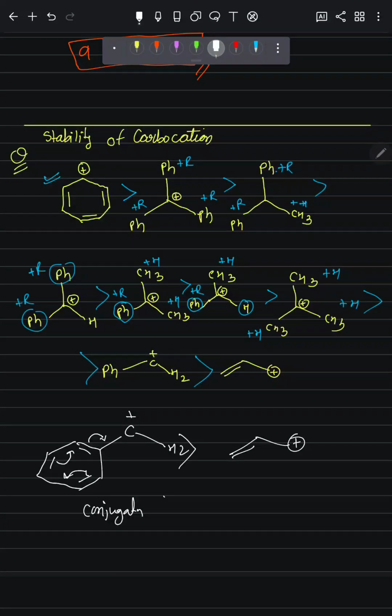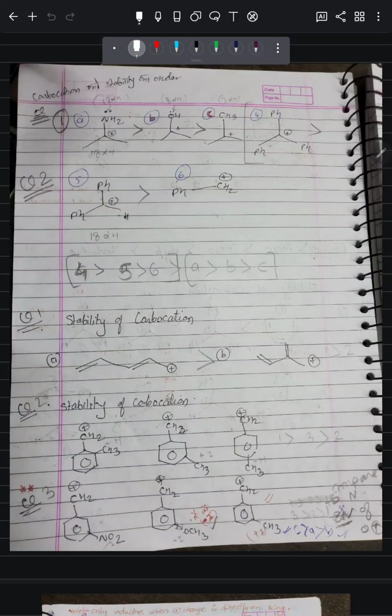Due to conjugation, this is more stable as compared to this ring. And if we count alpha hydrogens, that is also getting more alpha hydrogen. So we don't count alpha. So here are some examples for the stability of carbocation.